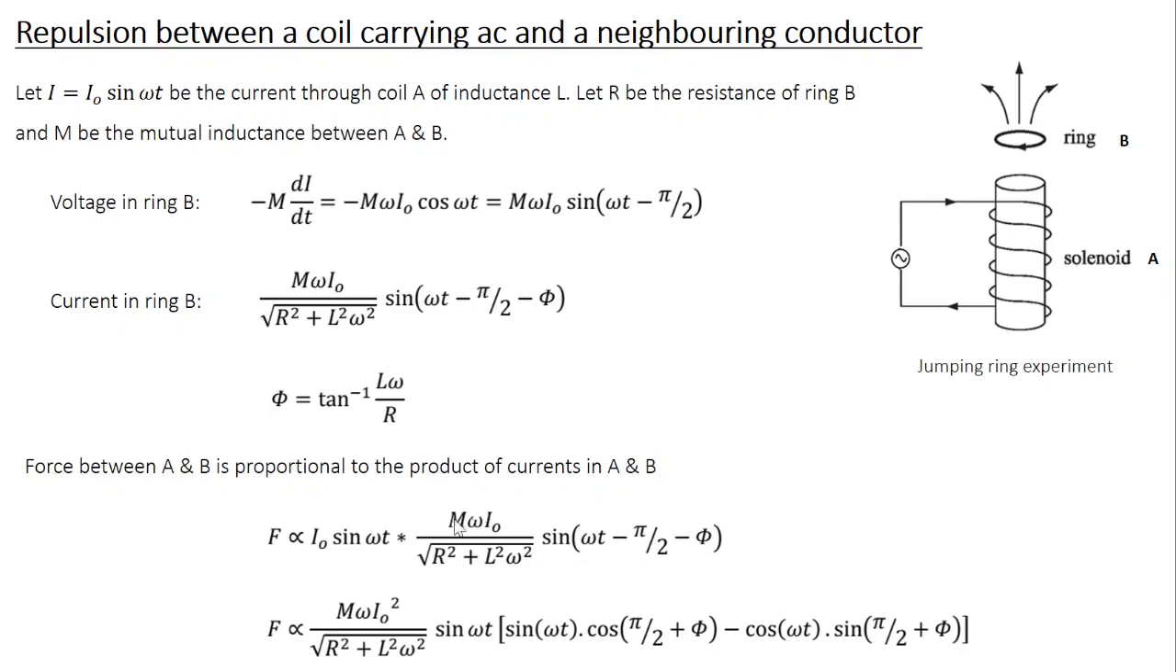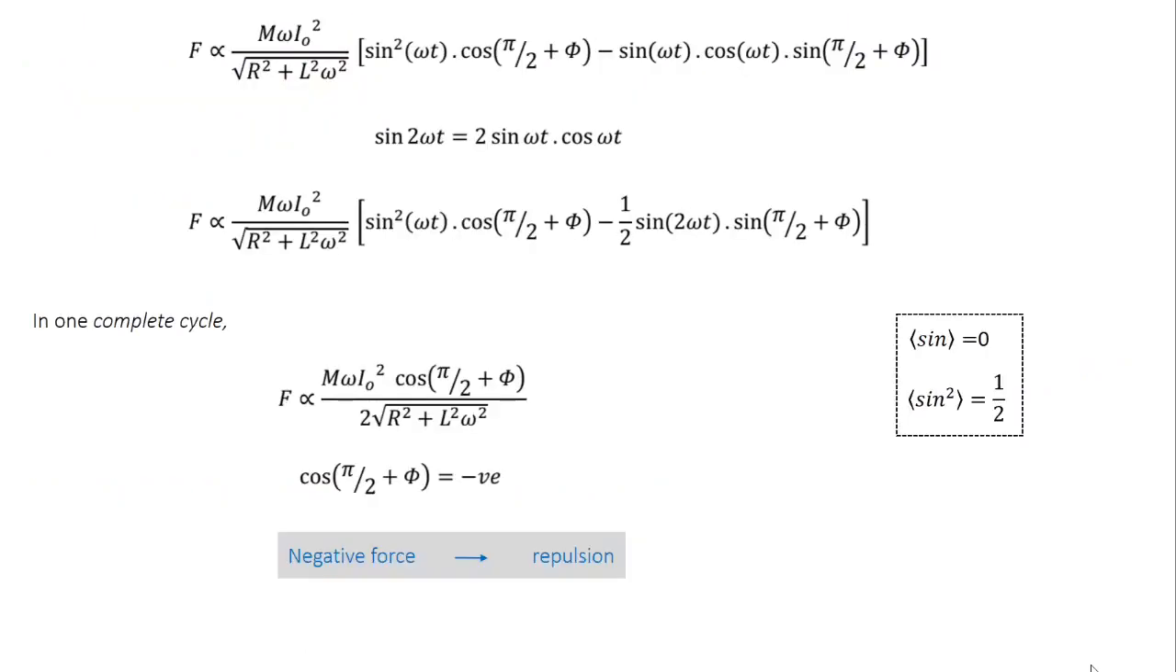Let's take all constant terms outside. So I have M omega I naught square divided by R square plus L square omega square, sine omega t. Let's expand this sine term. So I can write this as omega t minus pi by 2 plus phi. Now sine A minus B is sine A cos B minus cos A sine B. So this term can be expanded as sine omega t cos pi by 2 plus phi minus cos omega t sine pi by 2 plus phi.